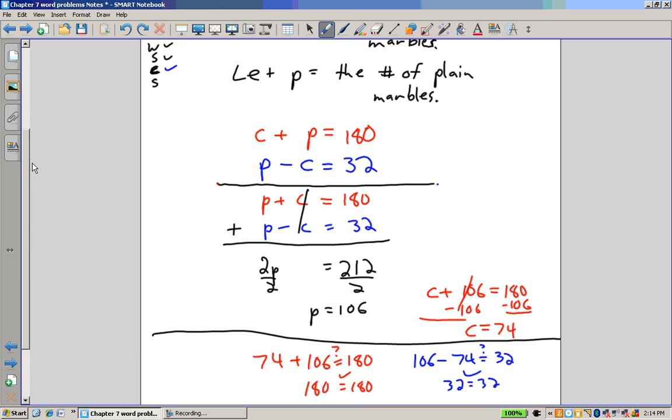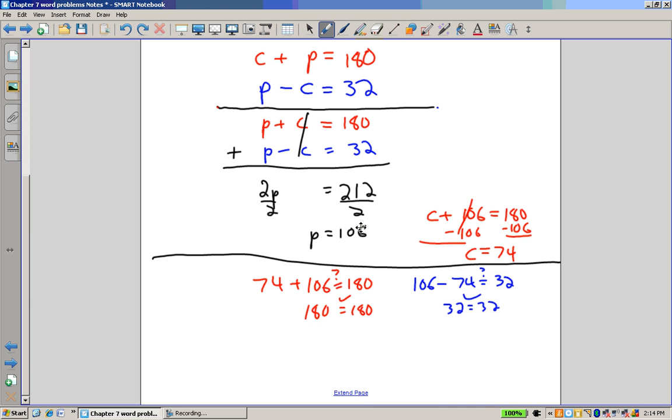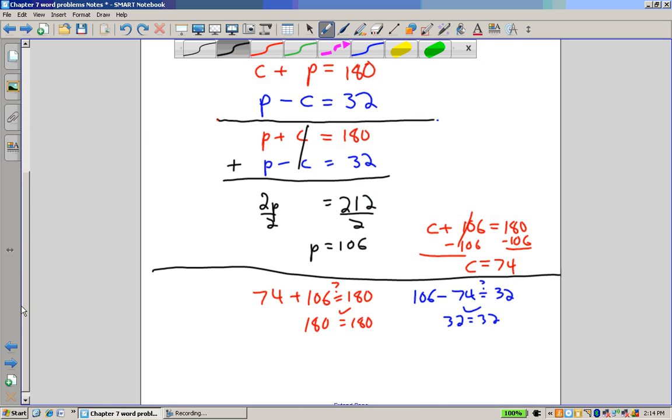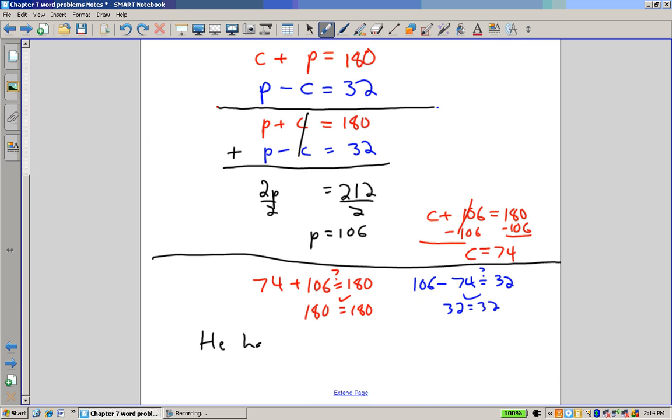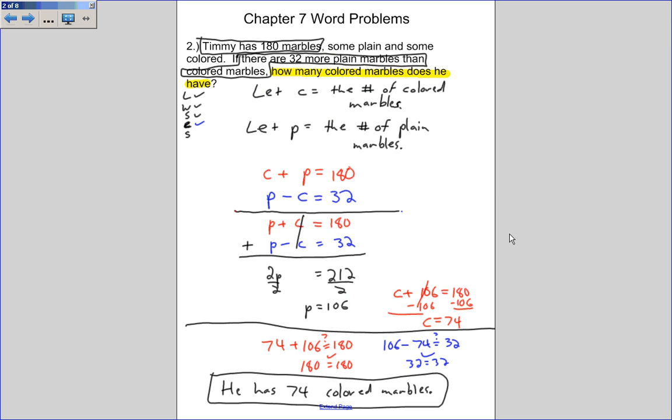And let's answer in a sentence. Now, before you answer in a sentence, it's tempting to say there are 106 plain marbles and 74 colored marbles. The problem is you've got to read their question. They want to know how many colored marbles does he have. So think about if I were in a conversation, how many colored marbles does he have? Well, he has however many colored marbles. So that's how I'm going to answer the question. I'm going to say he has 74 colored marbles. All right, and that is all 5 parts.